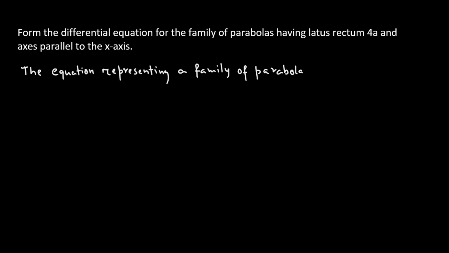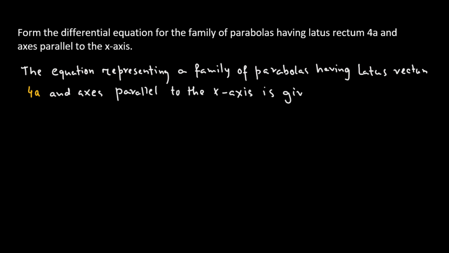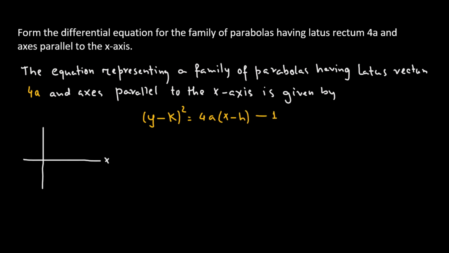Problem number 3. Form the differential equation for the family of parabolas having latus rectum 4a and axis parallel to the x-axis. The equation representing a family of parabolas having latus rectum 4a and axis parallel to the x-axis is given by y minus k whole squared equals 4a times x minus h. Let this be equation number 1.